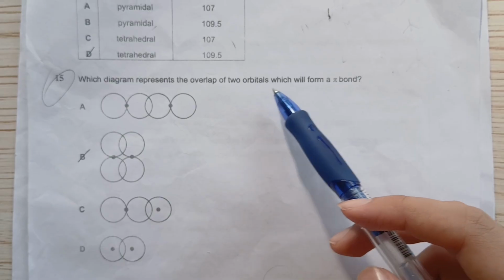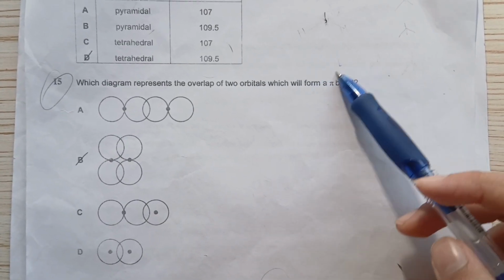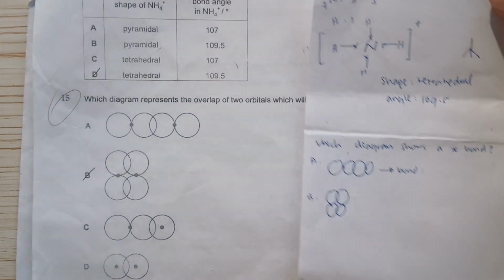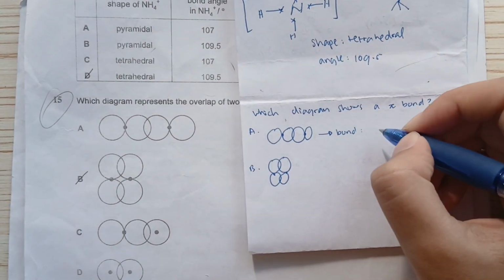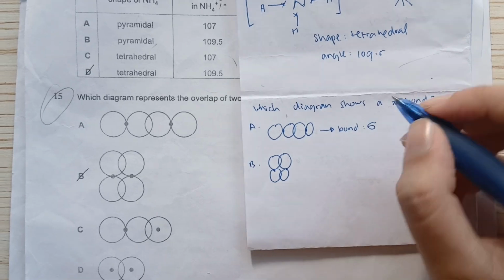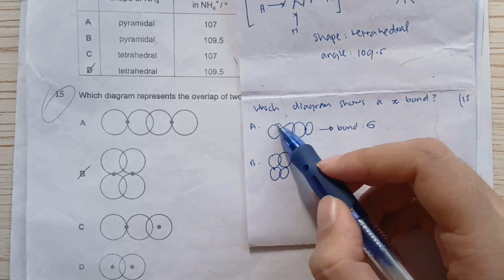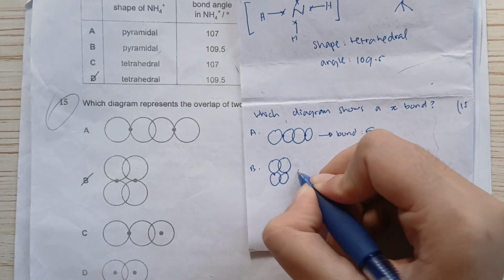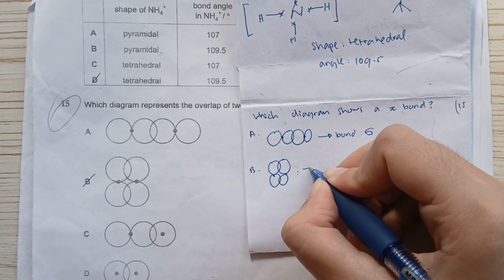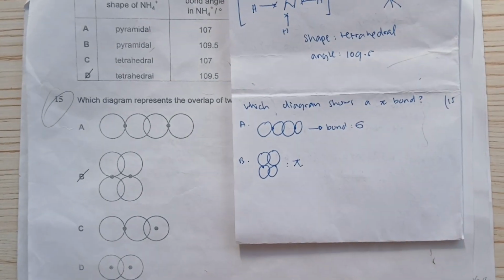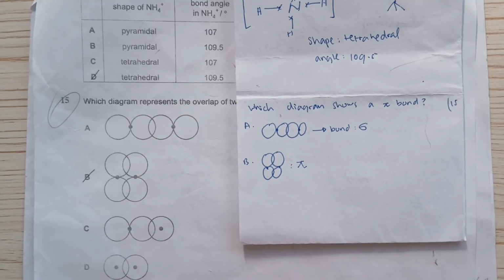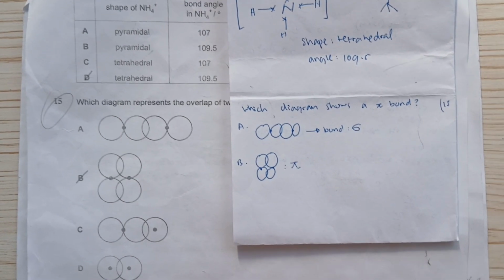Next question. Which diagram represents the overlap of two orbitals which will form a pi bond? Option A will form a sigma bond, not a pi bond, because this is the s subshell and this is the s subshell, which will form a sigma bond, while option B forms the pi bond. So the answer is B. It's just memory, guys. No need to calculate, and you have to know this.